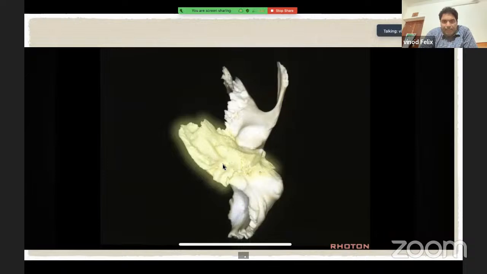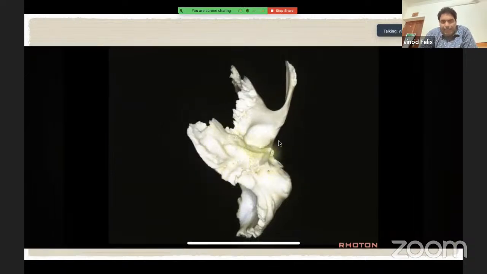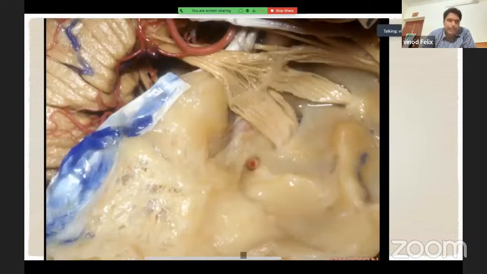This is the petrous part, tympanic bone, right? These are the parts of the temporal bone. Now this is a view from the middle fossa side, the superior view of the temporal bone. You're seeing the Meckel's cave, the V3, V2, and V1 there. That's the horizontal petrous carotid artery.